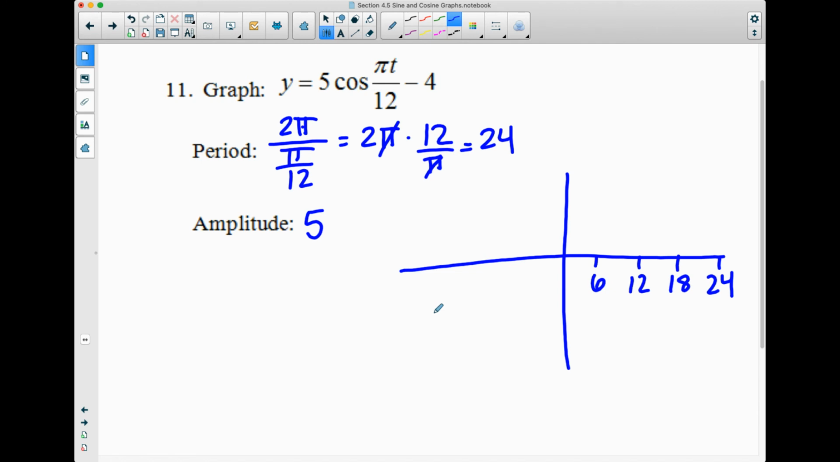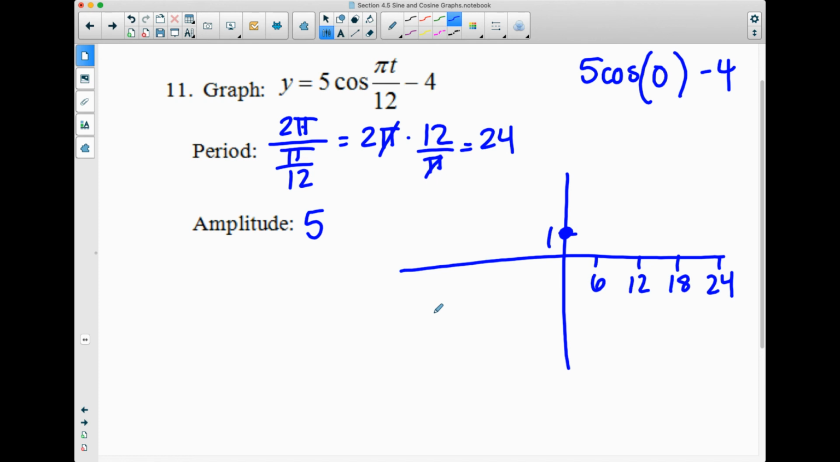What you could do is wait until the first one you do to fill that in. Okay. So if I was to plug in 6, actually, let's plug in 0. So we get 0. Cosine of 0 is 1. So then 5 minus 4 just gets me 1. That helps me know what to label my y-axis.